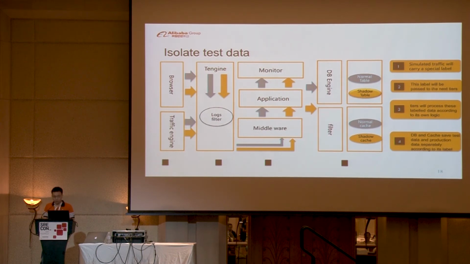Whenever there is a write operation, we add a check and write the data to a special area which is isolated. This area is called shadow area. We try to do all the things in the middleware so that business systems needn't be modified.